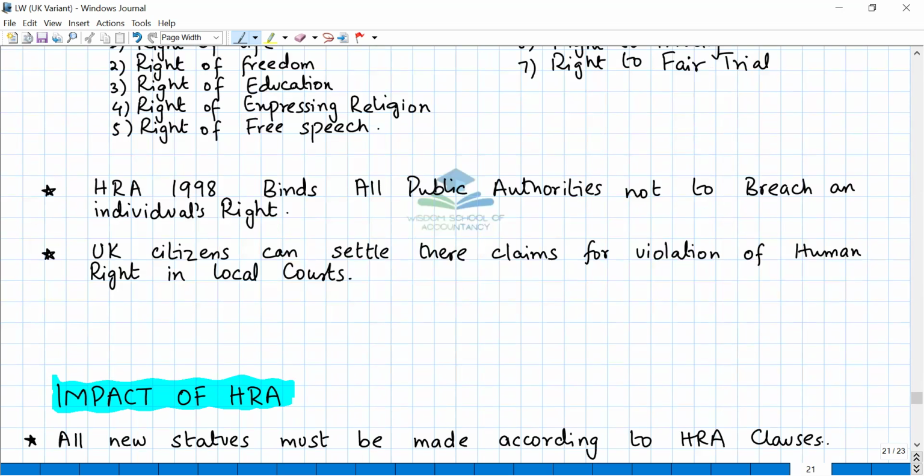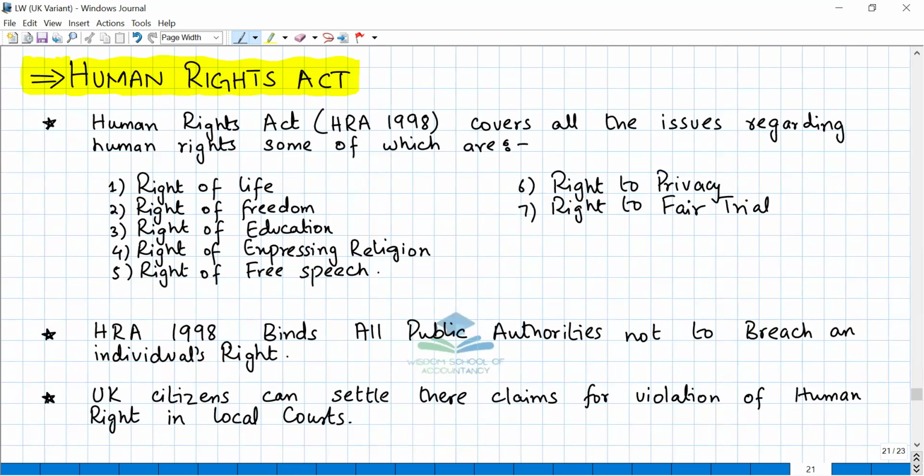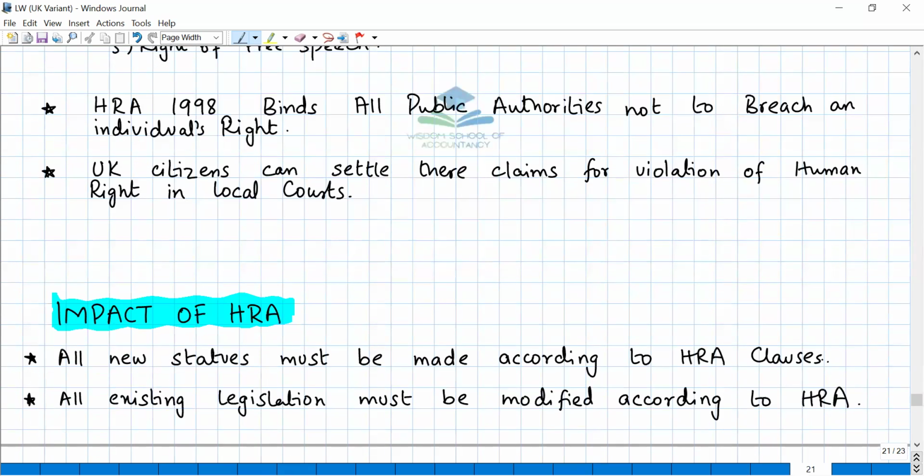UK citizens can settle their claims for violation of human rights in local courts. If there is a violation of human rights, a UK citizen can settle their claims in the local courts as well. Now, the Human Rights Act is of very significant importance. The UK considers human rights a very significant matter. That is why they have some implications. They have some impact on legislation. Now, what are the impacts of the HRA on legislation?